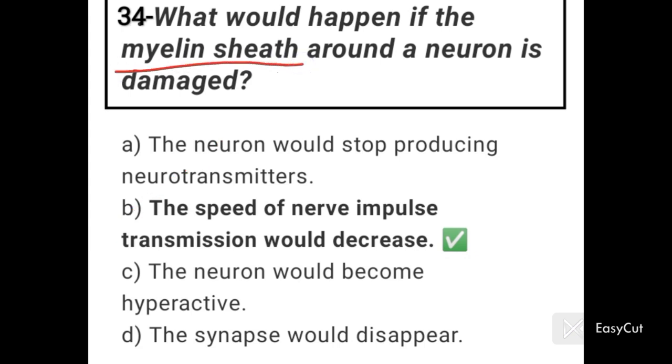देखिए माइलिन शीथ का फंक्शन है नर्व इम्पल्स ट्रांसमिशन को स्पीड अप करना. अगर माइलिन शीथ डैमेज हो जाएगी तो क्या होगा? स्पीड नर्व इम्पल्स ट्रांसमिशन की डिक्रीज हो जाएगी. सो ऑप्शन बी इज करेक्ट फॉर क्वेश्चन नंबर 34. द स्पीड ऑफ द नर्व इम्पल्स ट्रांसमिशन वुड डिक्रीज.